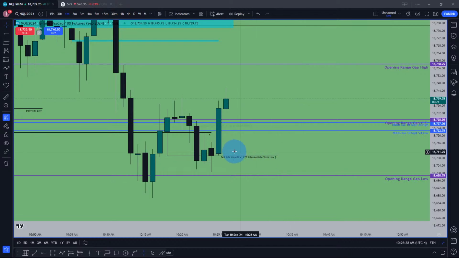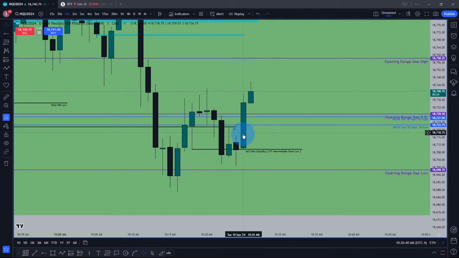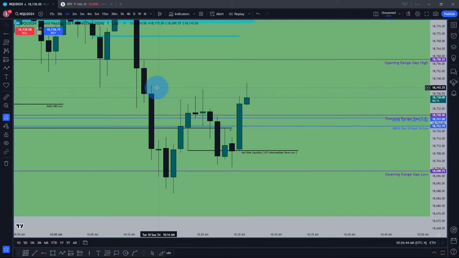So if you had a lower time frame, I guarantee you there would have been a lower time frame fair value gap entry or a lower time frame inversion entry towards that high here.